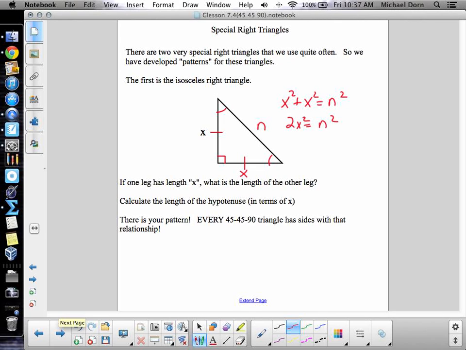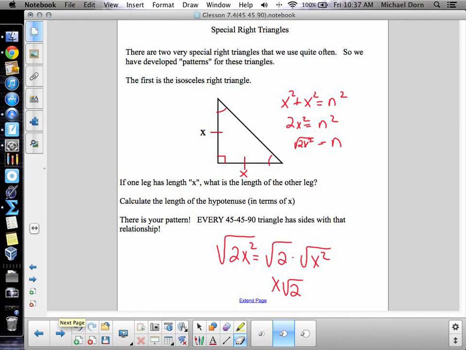Now I don't want to know what n squared is, I want to know what n is, so I have to take the square root of both sides. So n is the square root of 2x squared. But now here's where we have to do a little bit of our algebra stuff again. The square root of 2x squared is the square root of 2 times the square root of x squared. Now the square root of 2 does not simplify, but the square root of x squared certainly does. What's the square root of x squared? x. So the third side of that triangle is whatever the length of the leg is times the square root of 2.